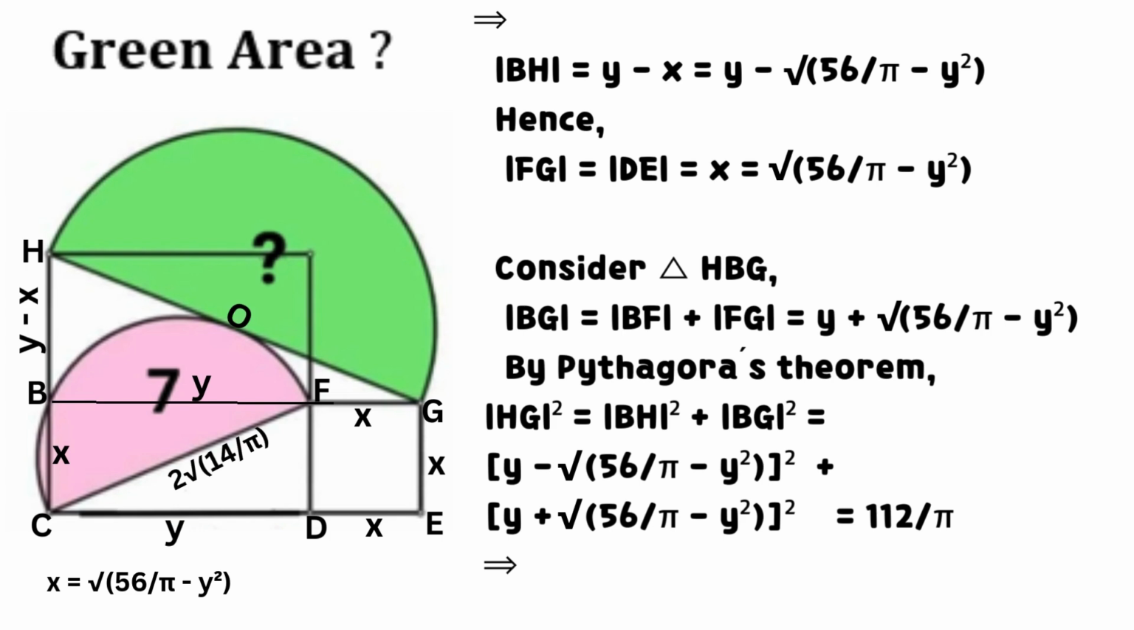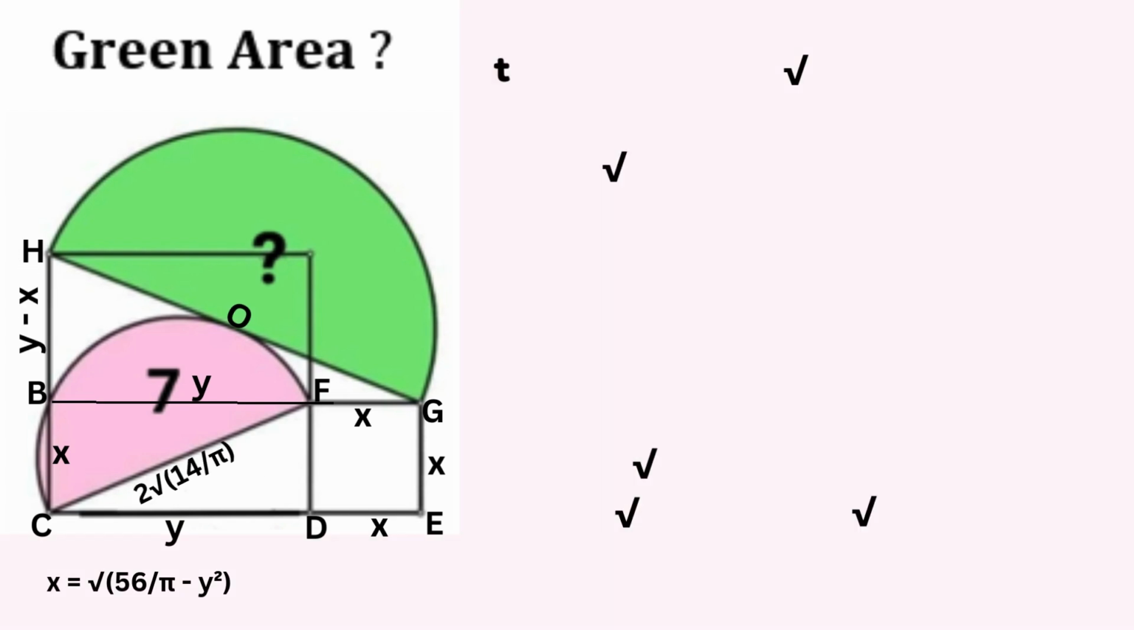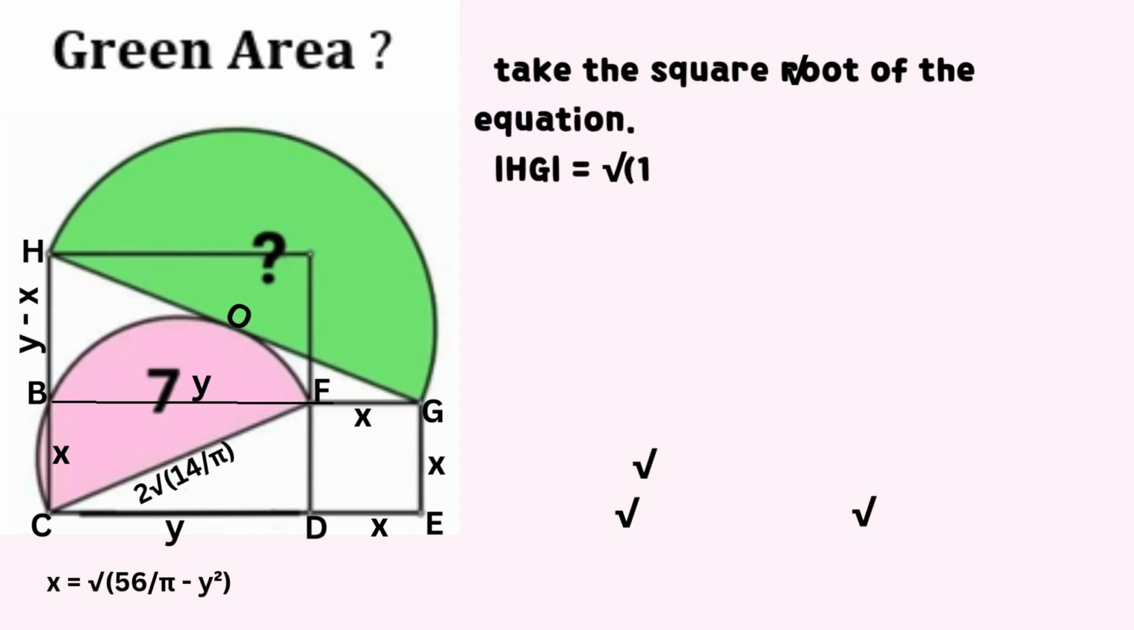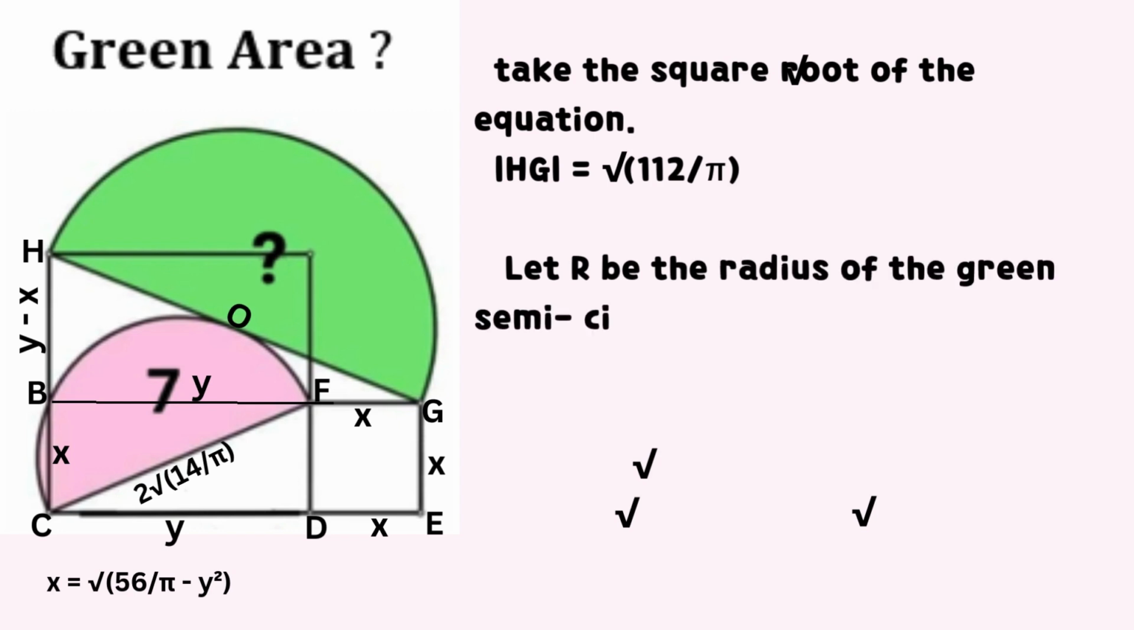By Pythagoras theorem, the square of line HG equals the square of line BH plus the square of line BG, which equals 112 divided by pi, after simplification of substituted values. Take the square root of the equation. Line HG equals the square root of 112 divided by pi.